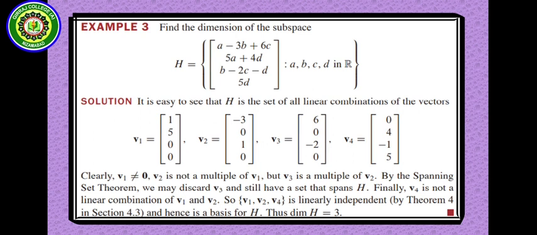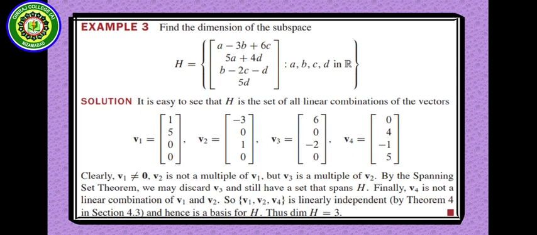V2 and V3 relation. V3 is a linear combination of V2. V3 value we write: minus 2 V2 is V3. So V3 is a linear combination of V2, meaning V3 is a linearly dependent vector. So the remaining 3 vectors V1, V2, V4 form a basis for the given set. So here the dimension of H is 3. So it is one method.